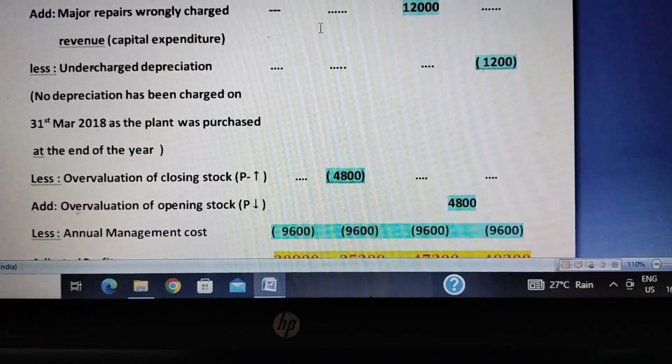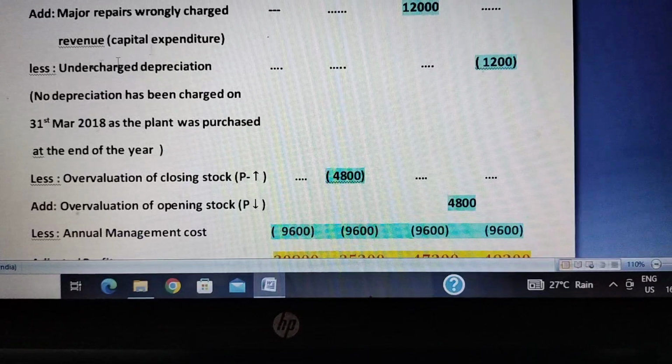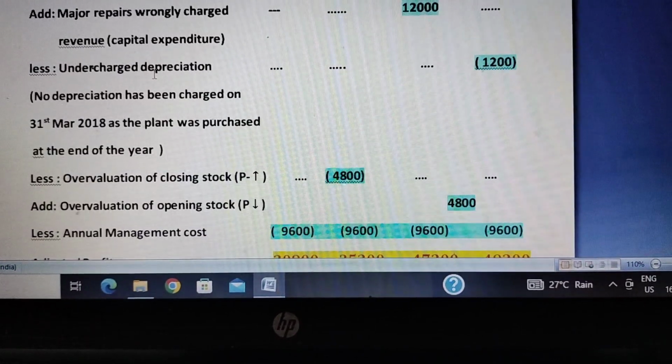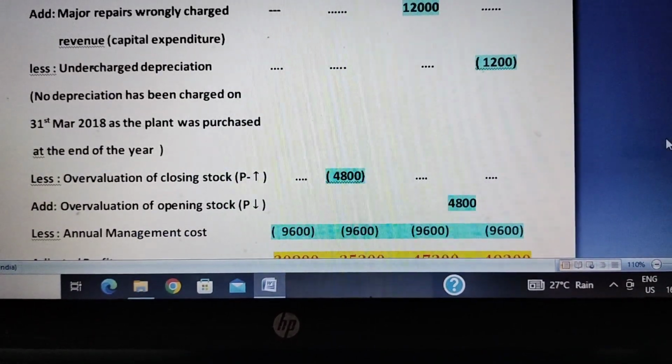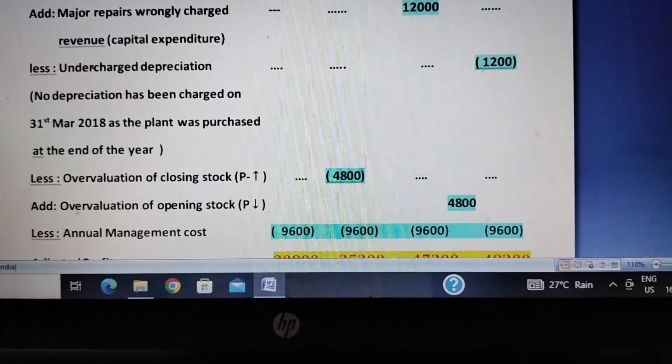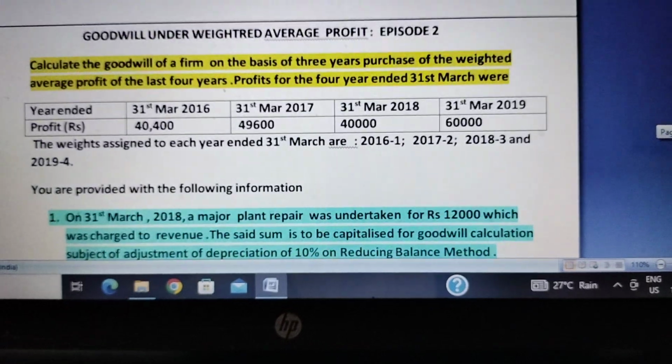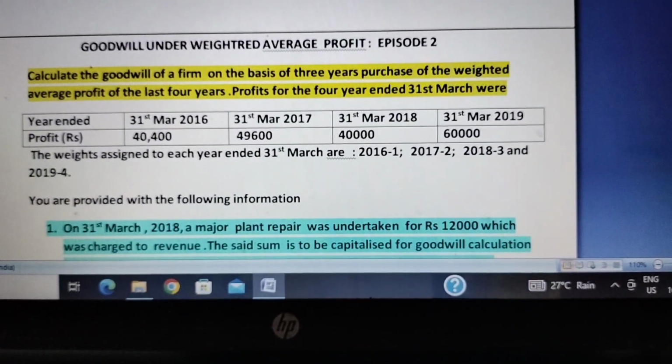I hope you have understood this topic. The formula regarding calculation of weighted average profit and adjustments regarding adjusted profit, I've already given in the previous episode. You can follow that. I do hope you have understood this concept, and if there is any doubt, you can text me. So this is the calculation of goodwill on the weighted average profit. This is episode C1. As I've already told you, in episode 1 I have solved a very simple problem. If you can solve this problem, then I hope you can solve any other problems.